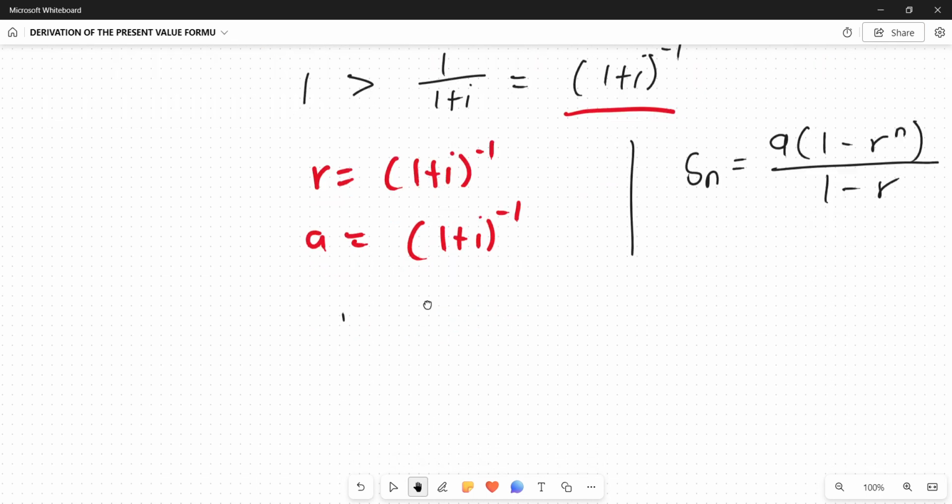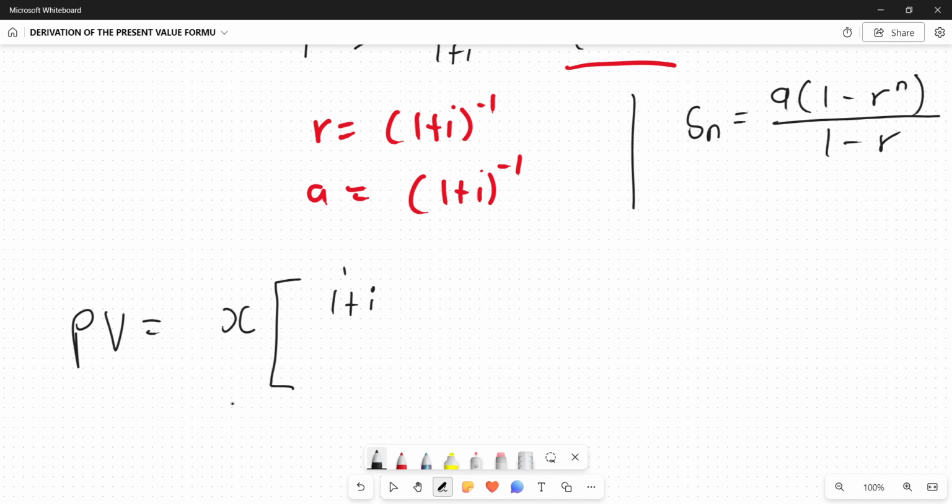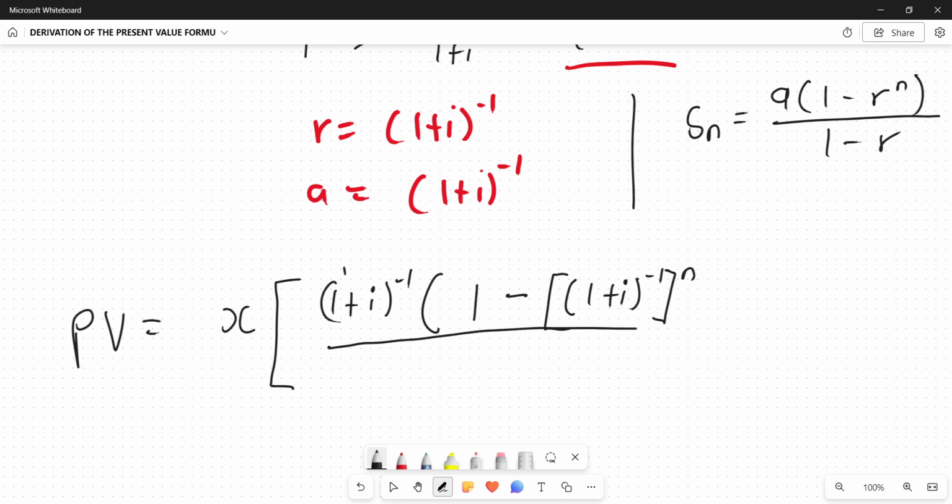So now substituting this, it means we are going to have the present value equals what? X. So now what is the sum of our geometric series? It is the first term, which is (1 plus i) to the power of negative 1, into 1 minus, what is our r? Our r here is (1 plus i) to the power of negative 1. So we must raise this to the power of what? n, since we have n terms, all divided by 1 minus our common ratio.